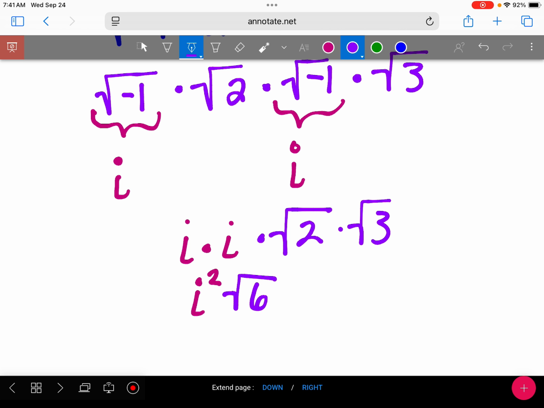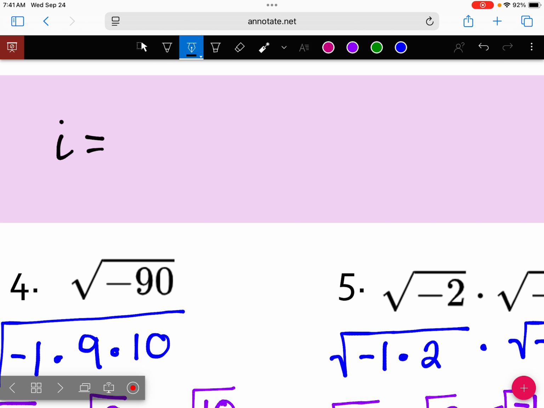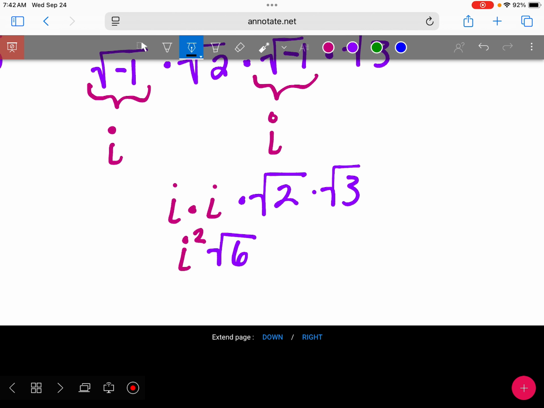But we have one last thing to do, because i squared we actually talked about. If we remember, i equals the square root of negative 1. So i squared is the square root of negative 1, squared. And the radical and the square cancel out. So i squared just equals negative 1. So this piece right here equals negative 1. So this is negative square root of 6.